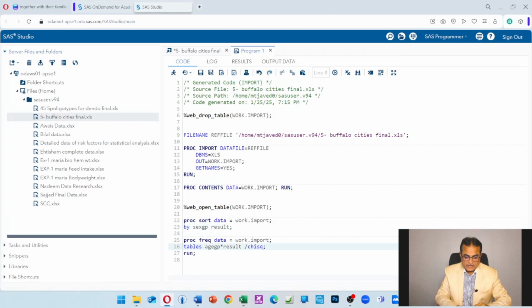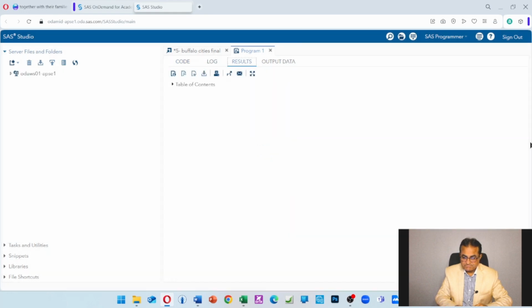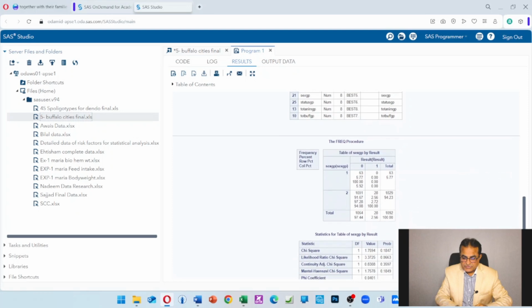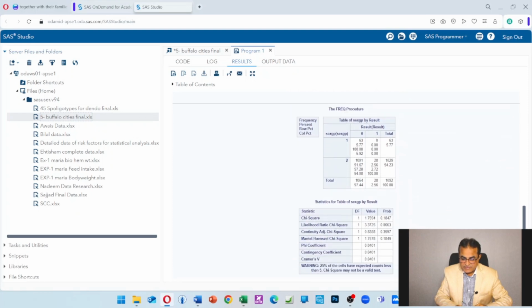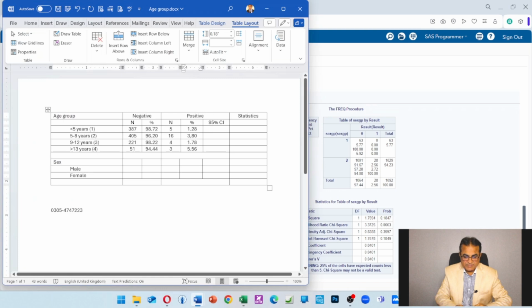So we'll make sex group into result, and sex group result. This is our sort command, and this is our frequency command. Ask it to run, and it will generate a table. So here the table is generated. The chi-square values are non-significant. You can see here. So we need to write these values in the table. Let's fill up the table again.